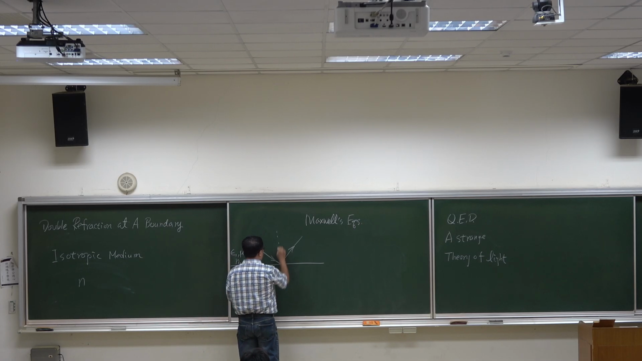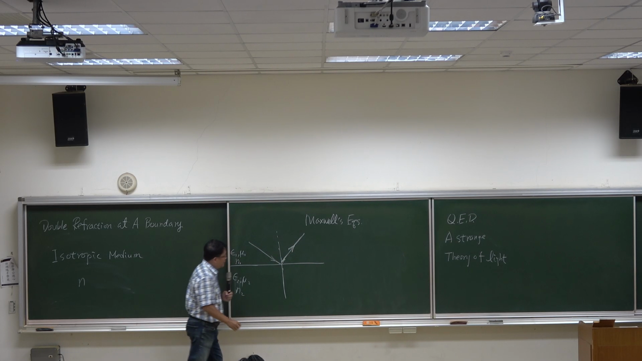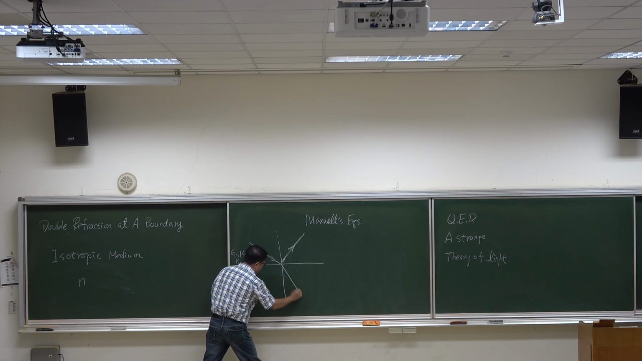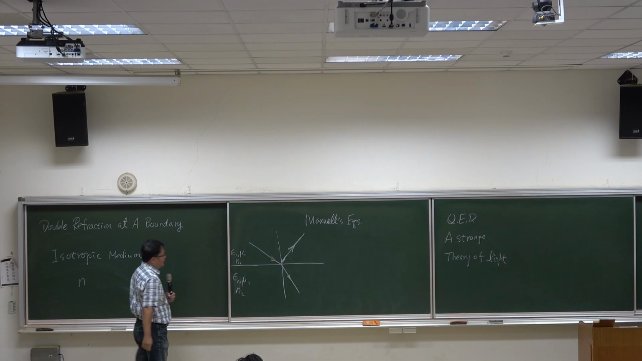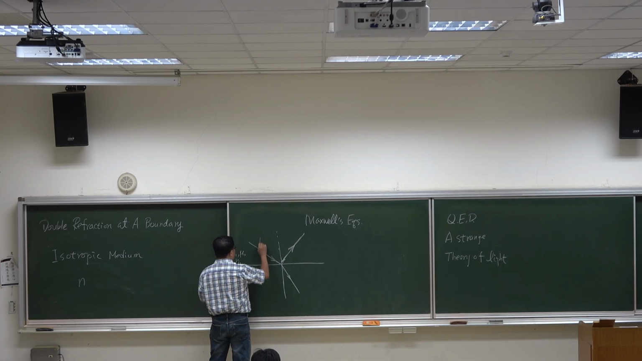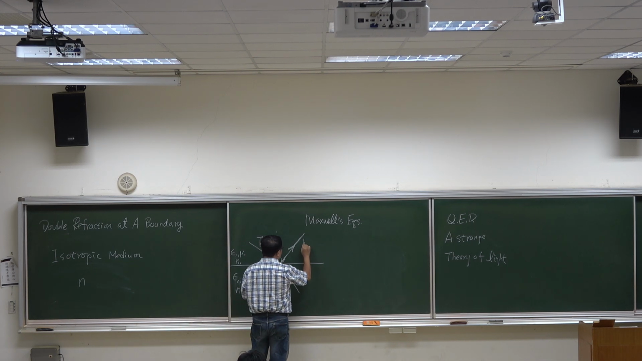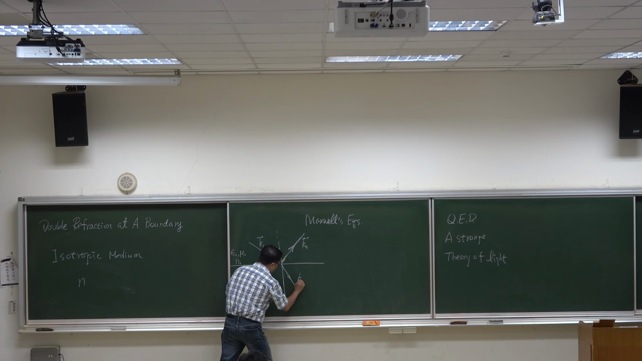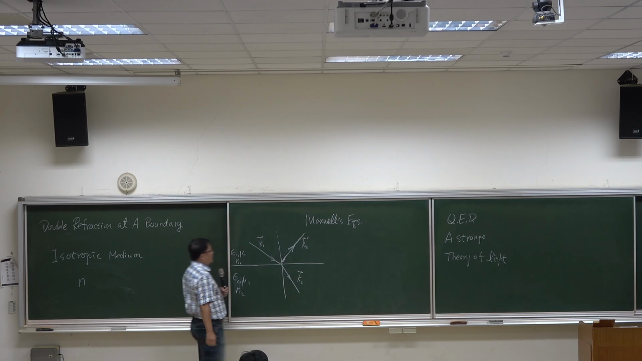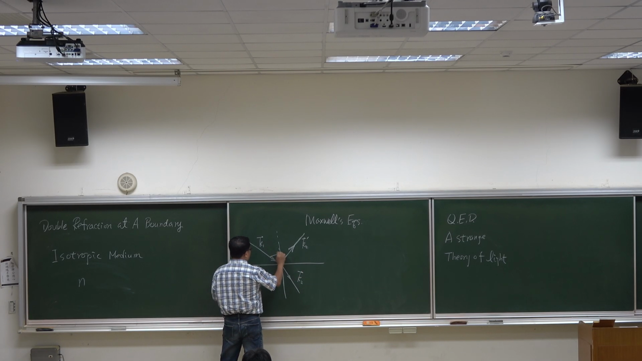And we know there must be some reflection, and there must be a refracted beam. Suppose the incident light has wave vector k1, and the reflected light has wave vector k1 prime, and the refracted beam has wave vector k2. Okay, and here we have theta 1, theta 1 prime, and theta 2.